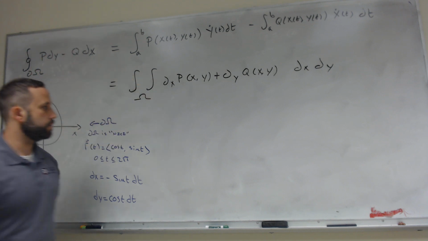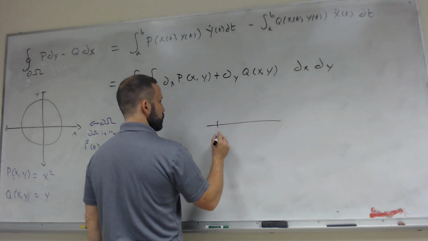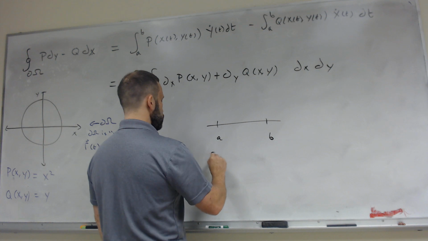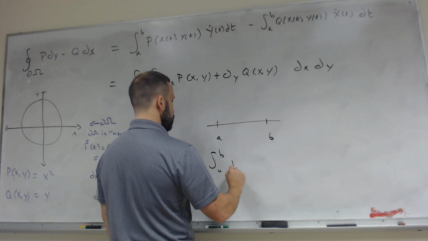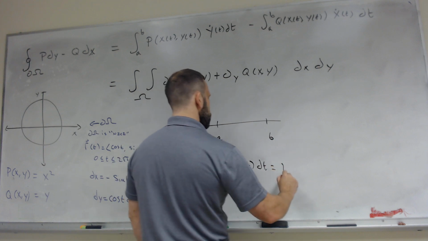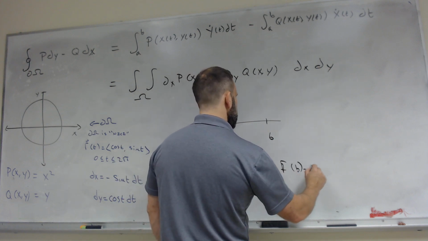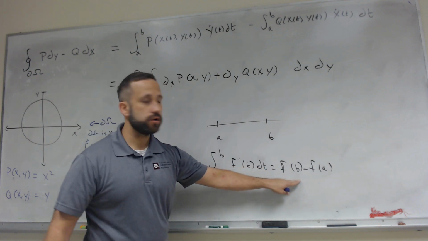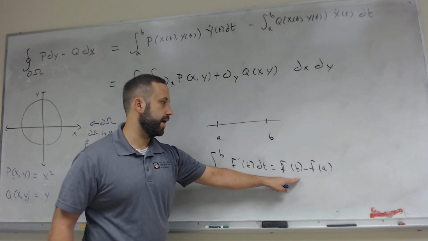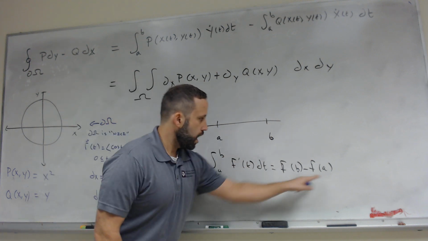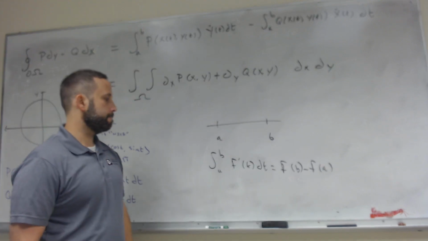So this is very similar to the fundamental theorem of calculus. If I'm going from a to b, what do I know? I know that the integral from a to b of f prime of t dt is equal to f of b minus f of a. So here I'm doing something on the boundary. This is kind of what you might call an integral on the boundary. The boundary is just 2 points.